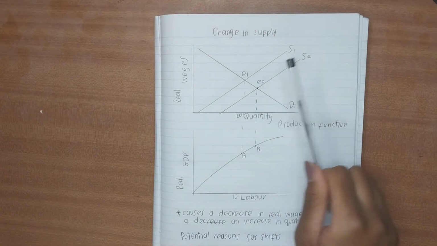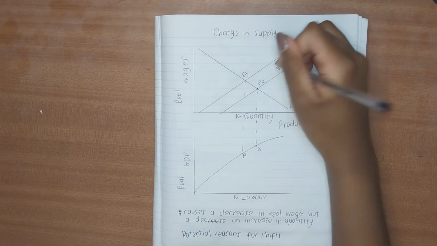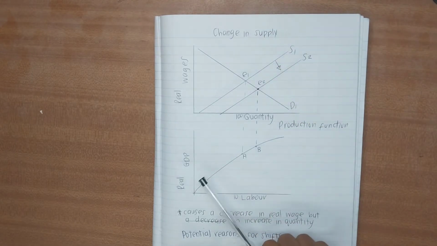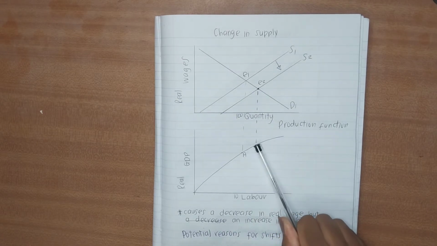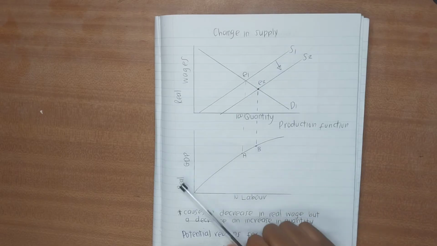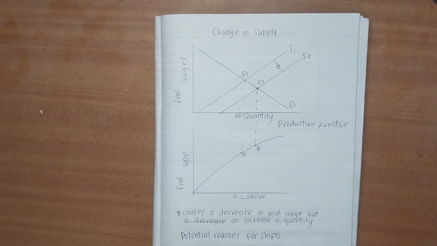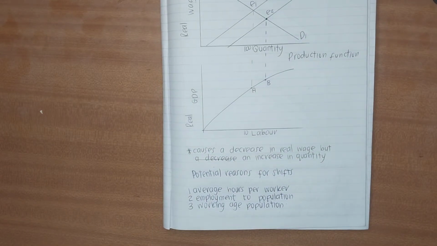And based on that, you can then conclude that there's going to be a movement in your production function. For example, in this instance, there was an outward shift of supply, meaning that supply increased. So you're going to have a movement along the production function, and it's going to be an increase in real GDP along the production function.